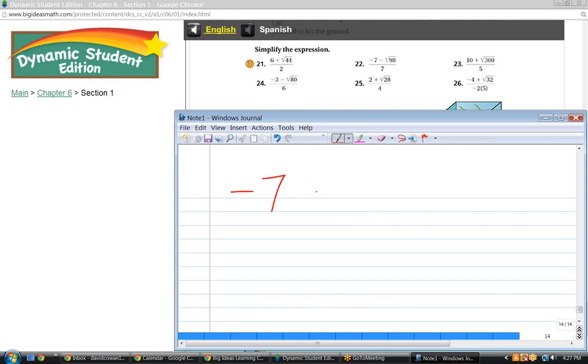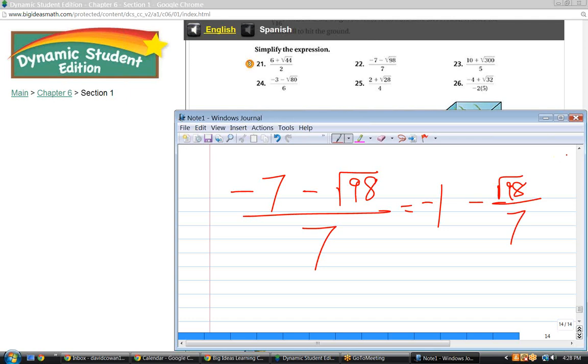Minus 7 minus root 98 all over 7. So, the step there is, technically, couldn't you split that up kind of and get negative 1 times negative root 98 over 7? It's not times, it's subtract. So yes, that is a legitimate first step.